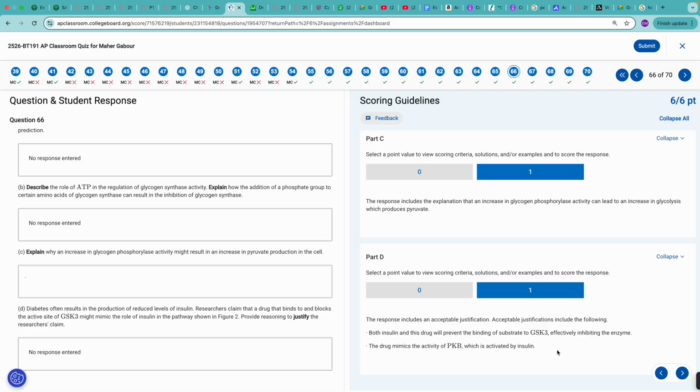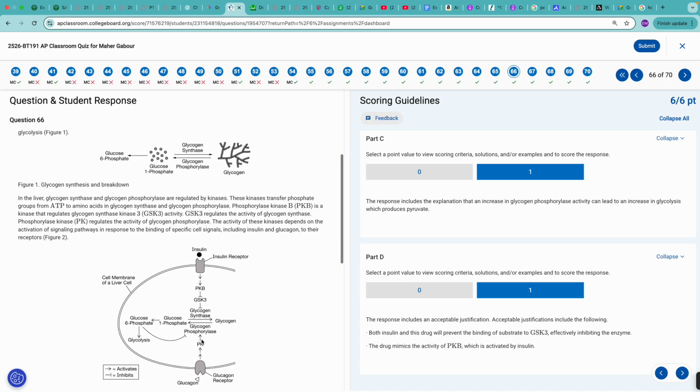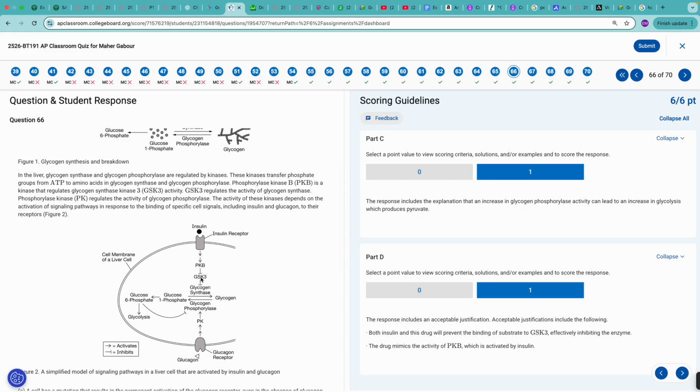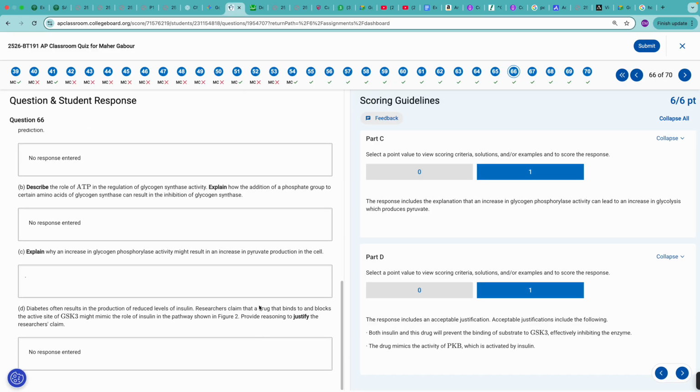Both insulin and this drug will inhibit the enzyme GSK3. You can say that, yes, definitely. And the drug mimics the activity of PKB, which is activated by insulin. Yes, the drug does mimic the activity of PKB, which is activated by insulin. Why? They said that insulin inhibits GSK3, and what also inhibits GSK3? PKB. Okay.